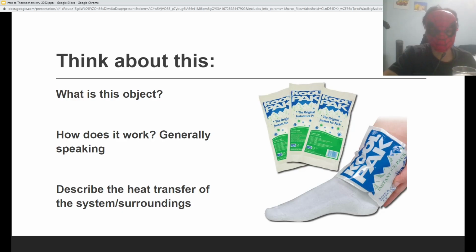As the ice pack absorbs heat from the surroundings, the temperature of the surroundings decreases and the temperature of the ice pack increases. In this case, when the ice pack is put on the leg, the temperature of the leg decreases while the temperature of the ice pack increases.